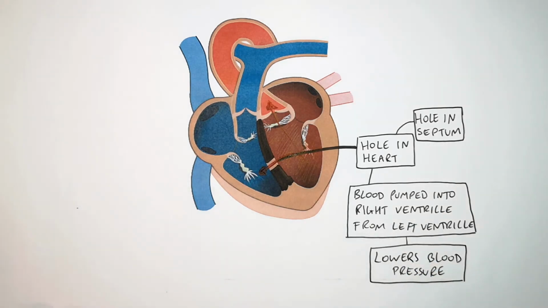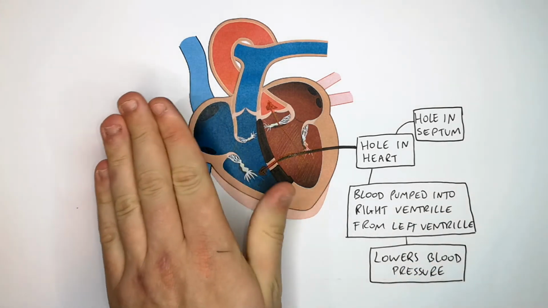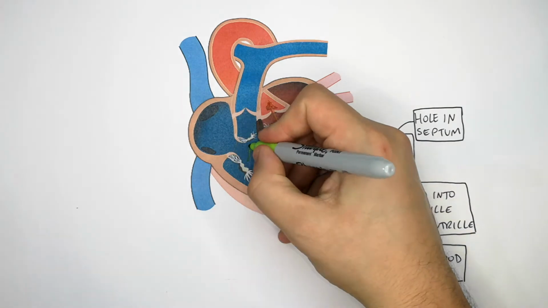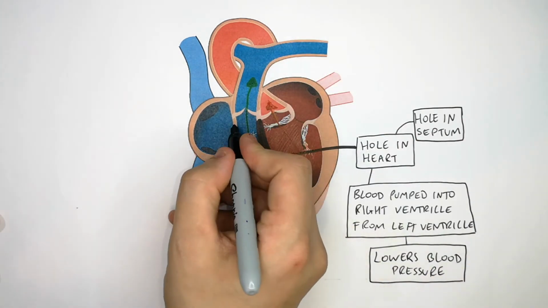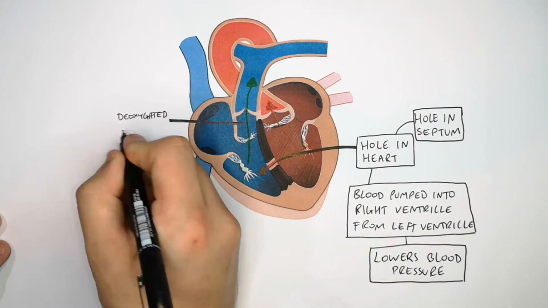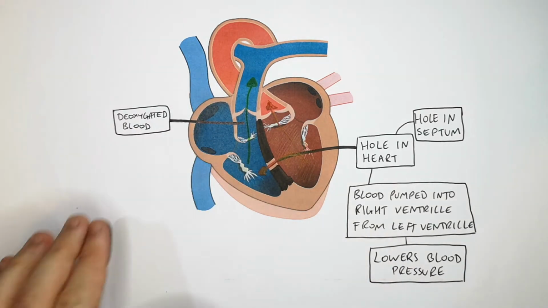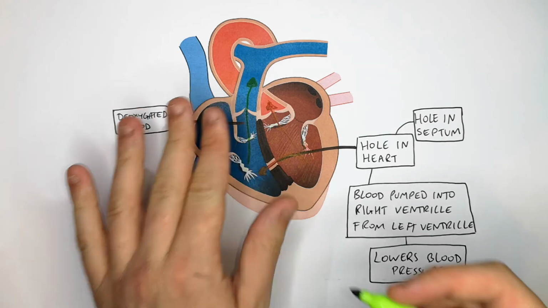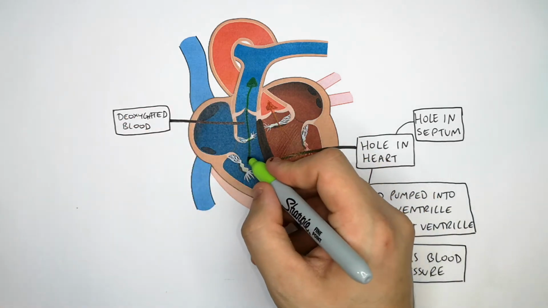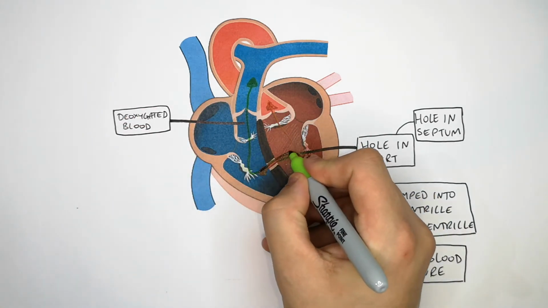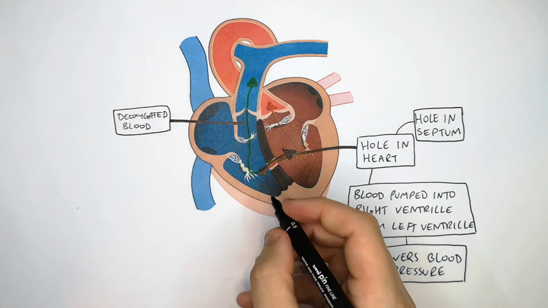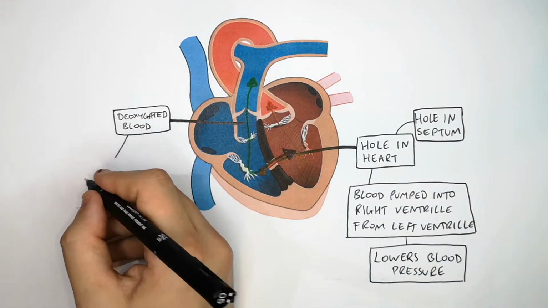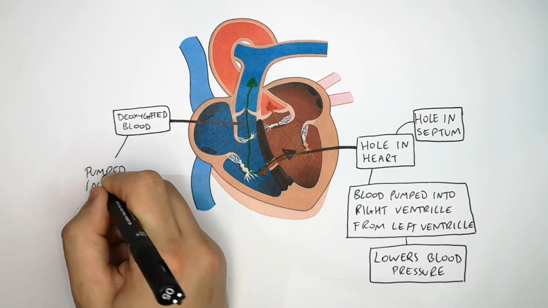So when the right ventricle contracts, this pumps blood which is deoxygenated into the pulmonary artery. This carries deoxygenated blood to the lungs. However, when the right ventricle contracts, it will also now pump blood through the hole in the septum into the left ventricle. So remember, the right ventricle will pump deoxygenated blood not only to the pulmonary artery, but to the left ventricle.